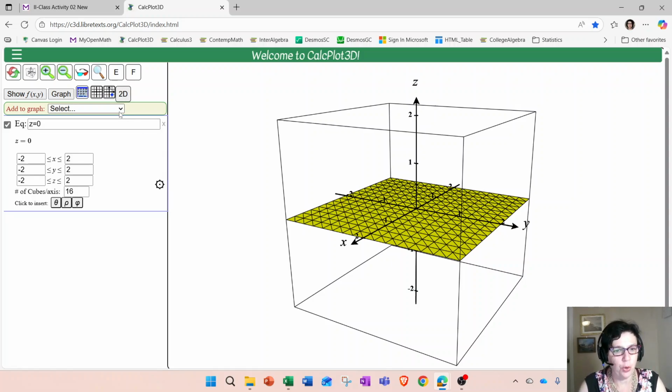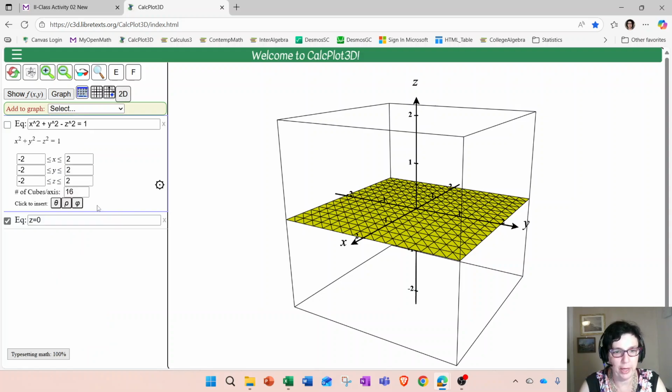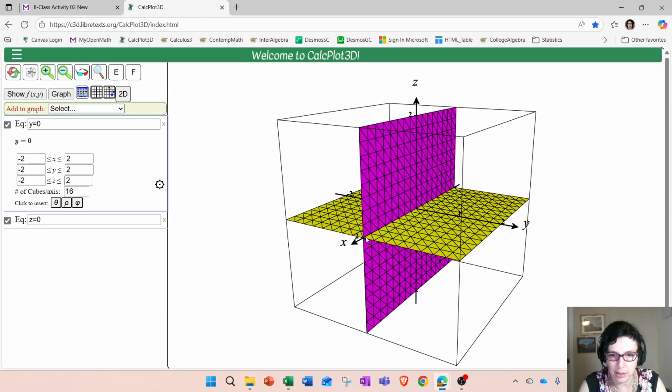Okay, so now let's define the xz plane. The xz plane has equation y equals 0. Let's look at that. So that's your xz plane. Every point on this magenta plane has y coordinate 0.